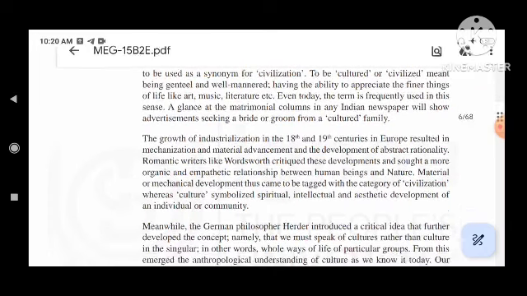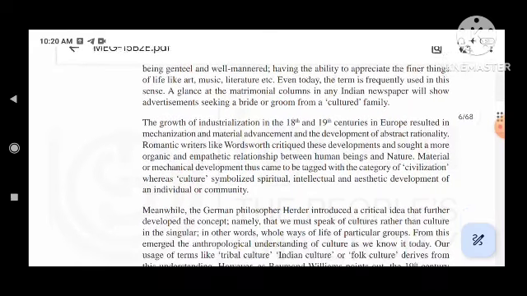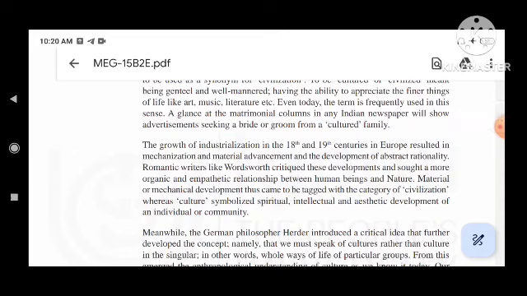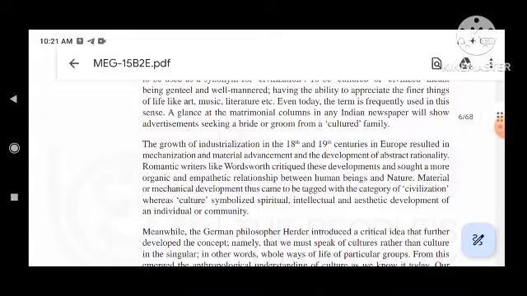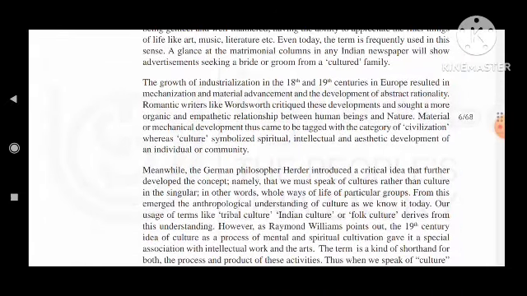A glance at the matrimonial columns in any Indian newspaper will show advertisements seeking a bride or groom from a cultured family. So you can see in every newspaper, the matrimonial columns ask for a bride or groom from a cultured family. Cultured means civilized.